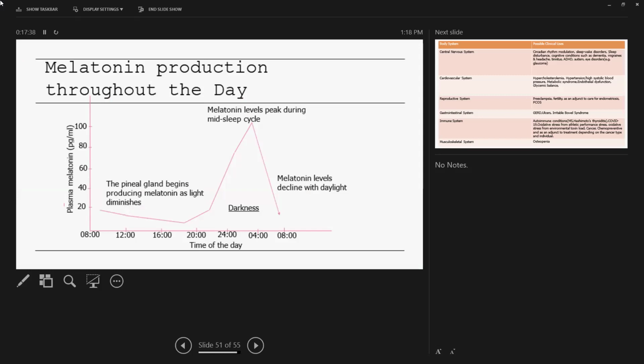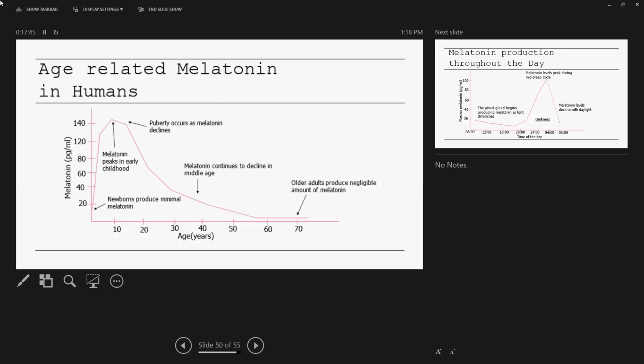Melatonin level peaks during the mid sleep cycle, and its level declines during daytime. A newborn produces minimum melatonin, and in the elderly also it produces a negligible amount of melatonin, and the maximum amount occurs during puberty.